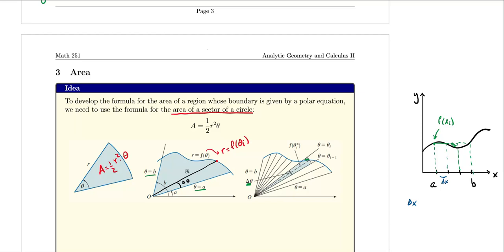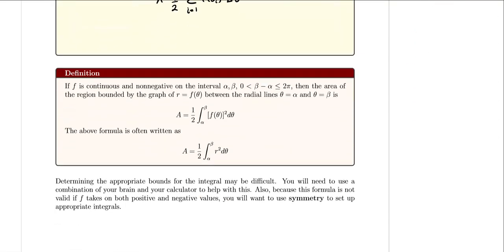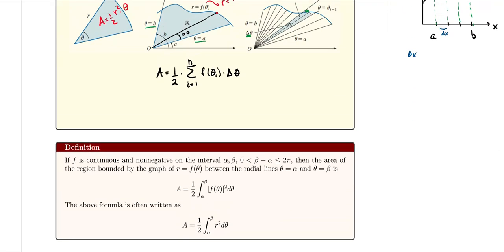Now, once we do that, in fact, I'm going to do the approximation first. The area is going to be given by 1/2 times the sum as i goes from 1 to n for the function evaluated at theta i. It's going to give us a radius times our delta theta. Now this one here is giving us the approximation, but if we take the limit as n approaches infinity, we would be getting the exact area. And that's exactly what we have here.